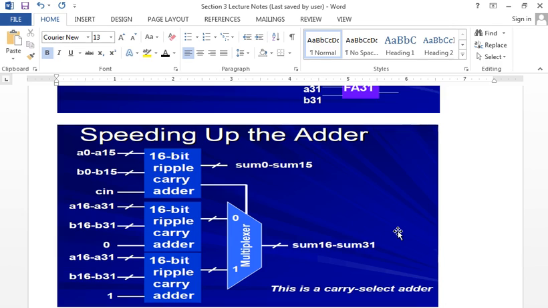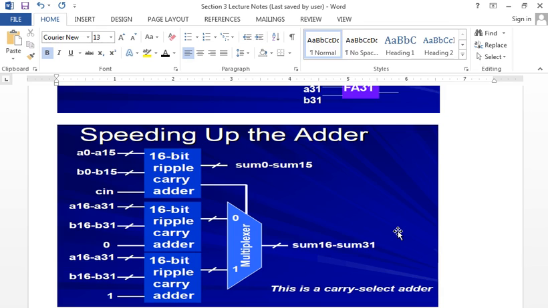Because the carry can only be a 0 or a 1, we can have the 2 possible solutions, and use the carry out as a multiplexer to give us our remaining sum bits. And then it would also be propagated as the final carry out bit. So that's how you can speed it up.